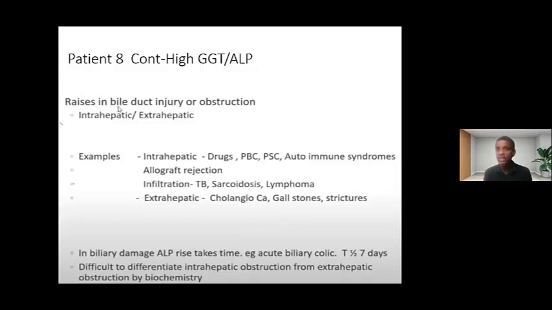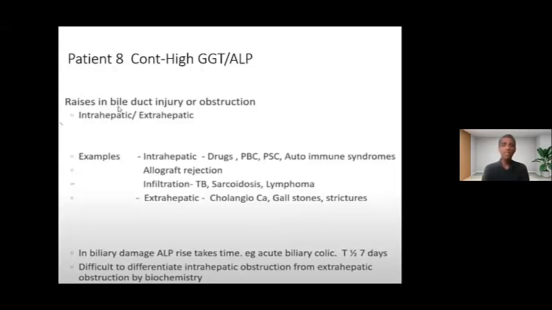Unfortunately, by looking at the liver biochemistry per se, we can't differentiate whether it's intrahepatic or extrahepatic. There you need to arrange imaging to see whether there is any duct dilatation, to differentiate between intrahepatic and extrahepatic causes.